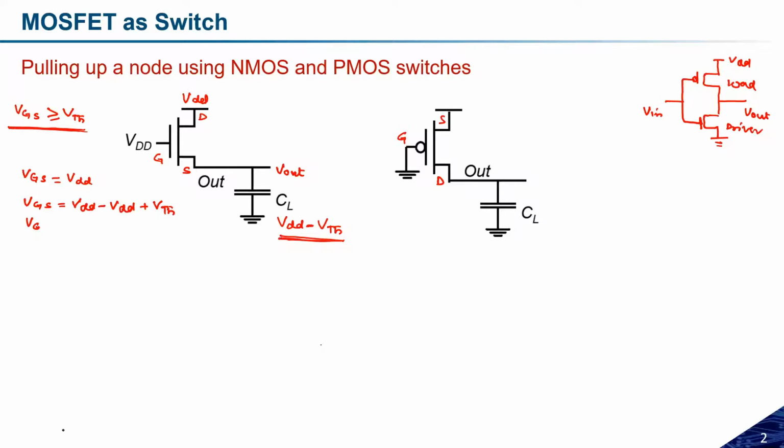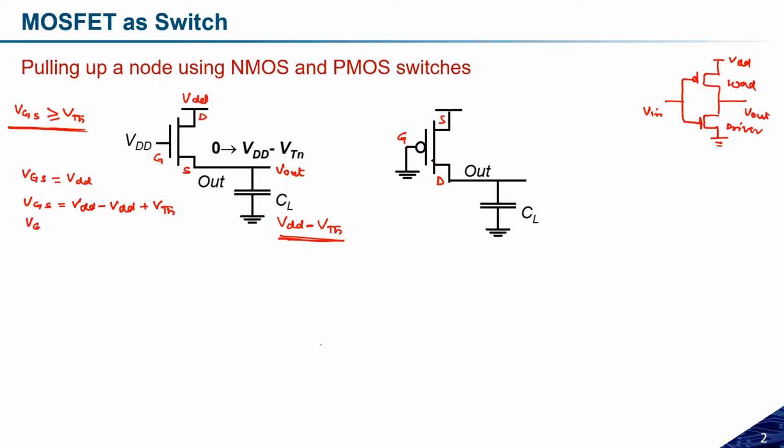Here the output will be transferred from zero to VDD minus VTHN. Now let us discuss the second case, the second figure. To turn on this PMOS transistor, I need to connect the gate terminal to ground. If I have connected the gate terminal to the ground, this device will be in the on state.